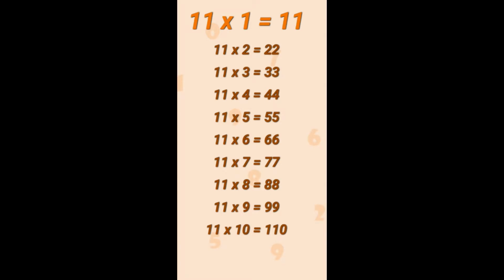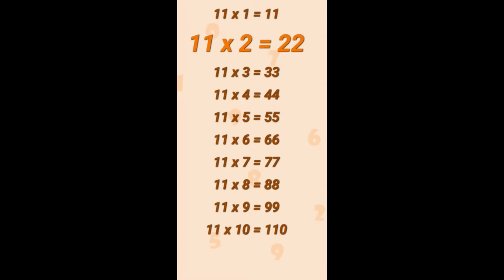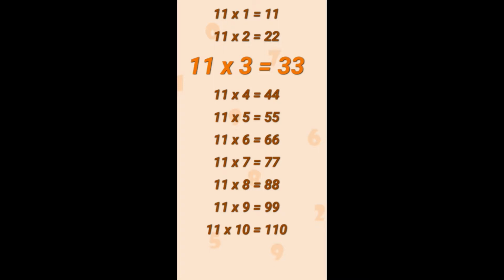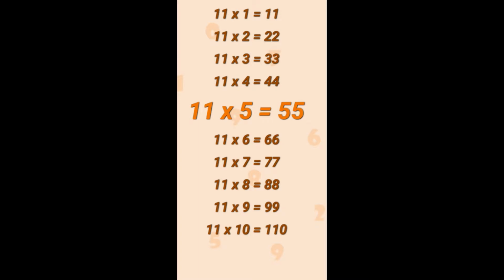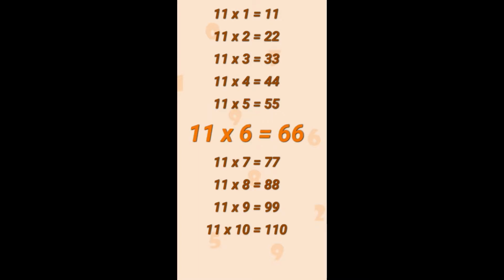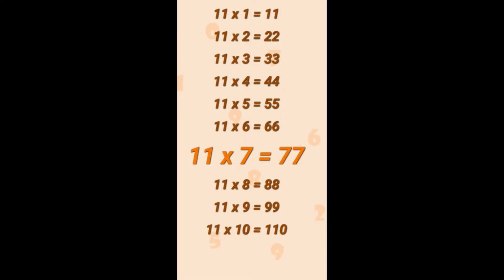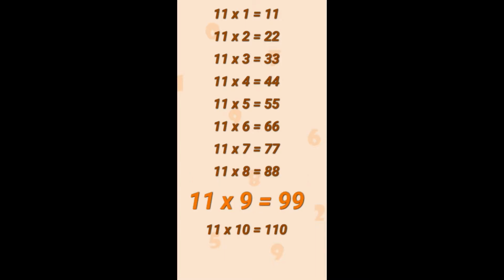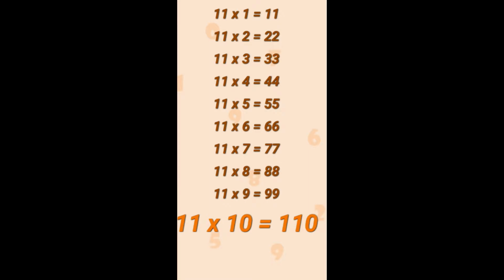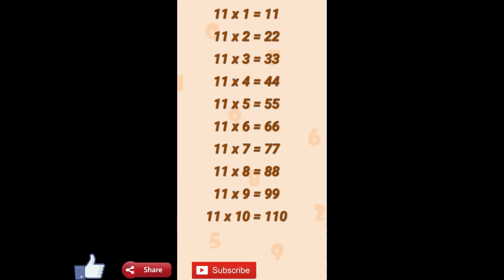11 times 1 is 11. 11 times 2 is 22. 11 times 3 is 33. 11 times 4 is 44. 11 times 5 is 55. 11 times 6 is 66. 11 times 7 is 77. 11 times 8 is 88. 11 times 9 is 99. 11 times 10 is 110.